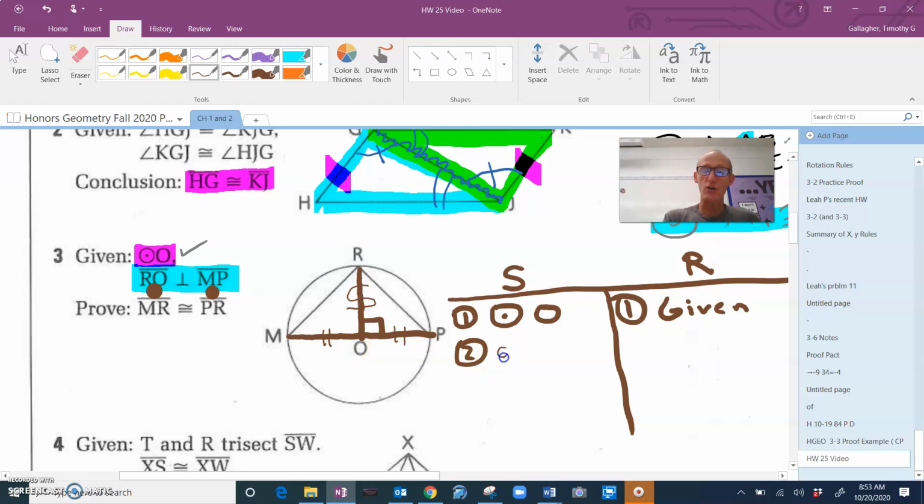Okay, so we will say OM congruent to OP because all radii are congruent, and then we will say that RO is congruent to RO by reflexive property.